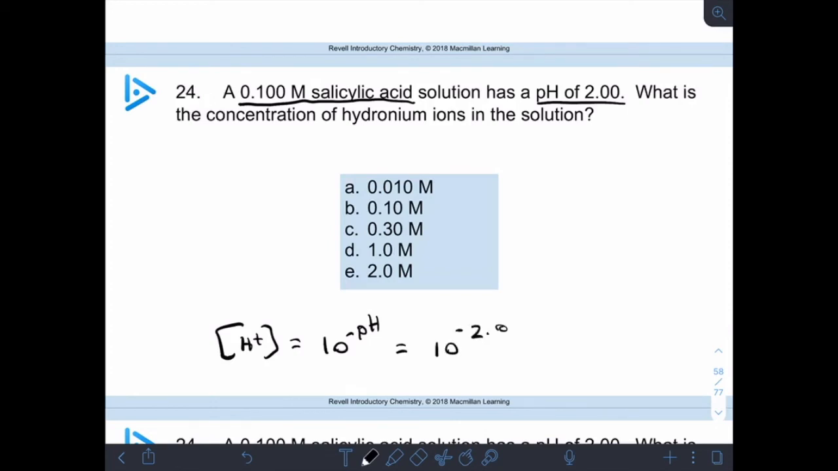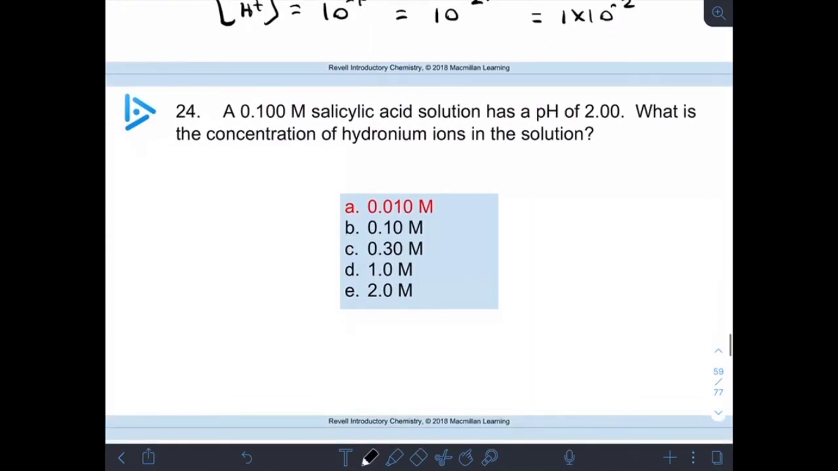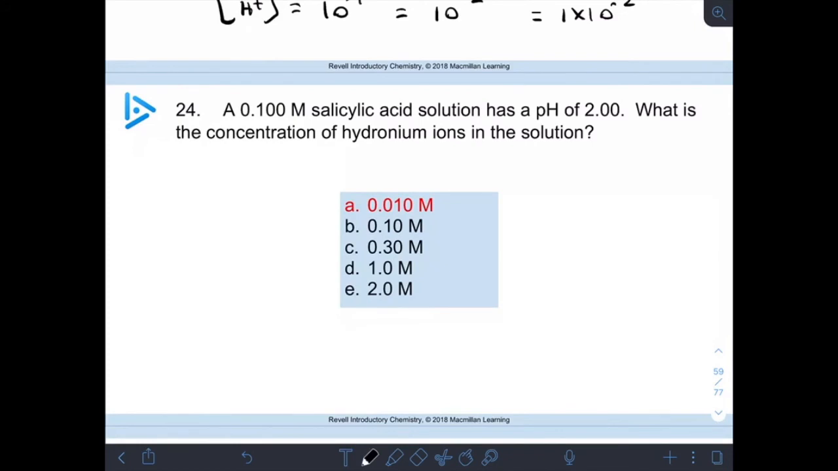10 to the negative 2.0, or 1 times 10 to the minus 2, which is that. Okay. So it'll be really tempting to use this information here. Okay? But if you need hydronium ions, all you have to do is go straight to the pH.